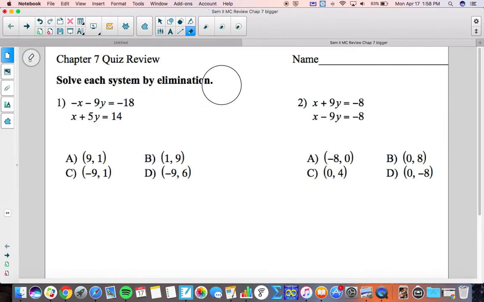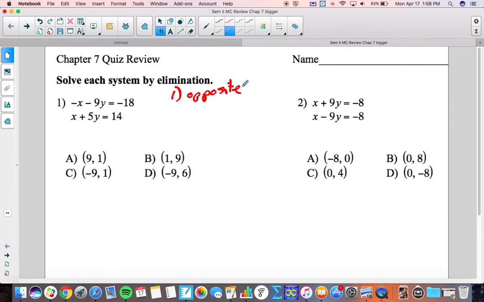The first thing we're going to do with elimination is look for opposites, either opposite x's or opposite y's. And right here I see a set of opposite x's. So we're looking for opposites. Once we have them, you're either going to have them or you're going to create them with multiplication. Then you're going to add the equations or like terms. Then you're going to solve for a variable. Because watch, this is going to be sweet.